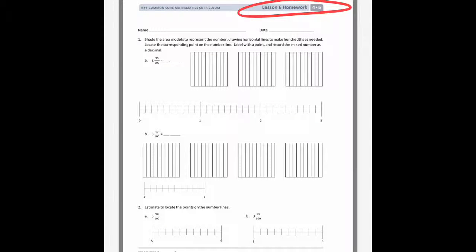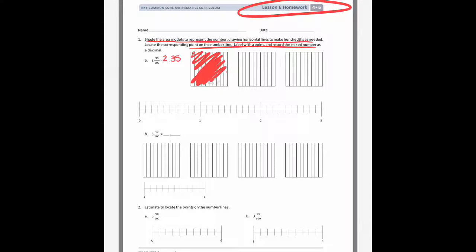Let's go ahead and start off by reading number 1. It says, shade the area models to represent the number, drawing horizontal lines to make hundredths as needed. Locate the corresponding point on the number line, label with a point, and record mixed numbers as decimals. So let's start off with 2 and 35 hundredths. Obviously the whole number is going to be 2, and write 35 hundredths as a decimal, 0.35.